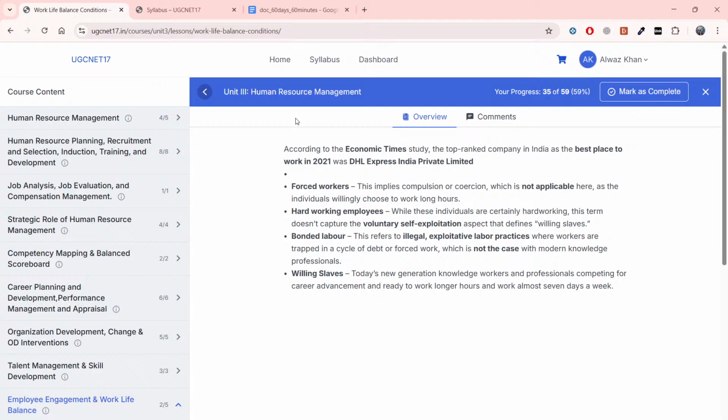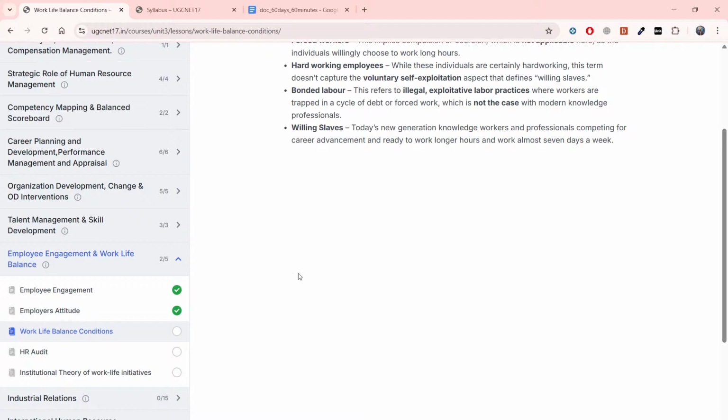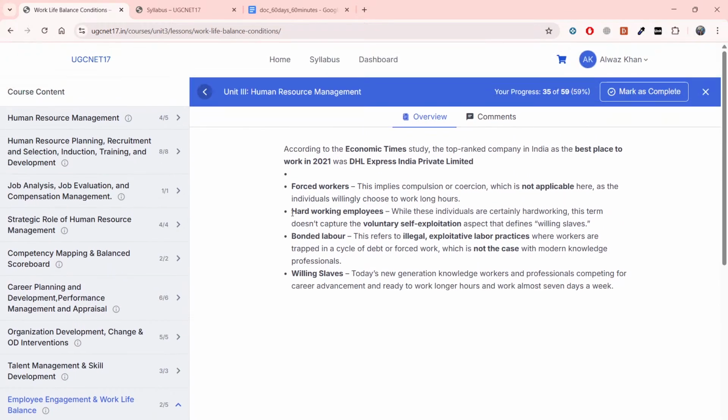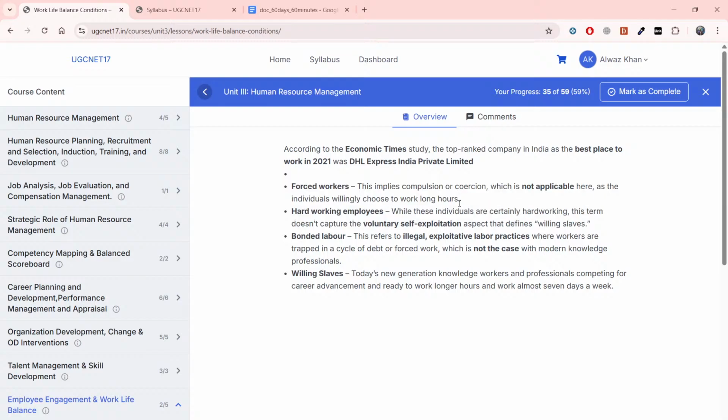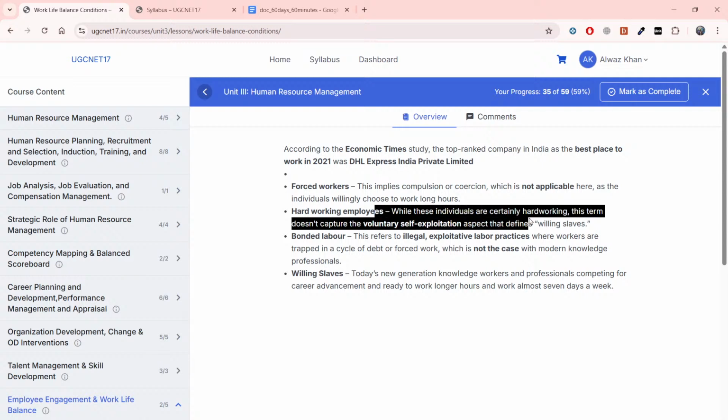Willing slaves. Willing slaves means today's new generation knowledge workers and professionals competing for career advancement and ready to work longer hours and work almost 7 days a week. Work-life balance condition. Hardworking employees is different. Forced workers are different. This implies compulsion or coercion. Hardworking employees are certainly hardworking, but this term doesn't capture the voluntary self-exploitation aspect that defines willing slave.